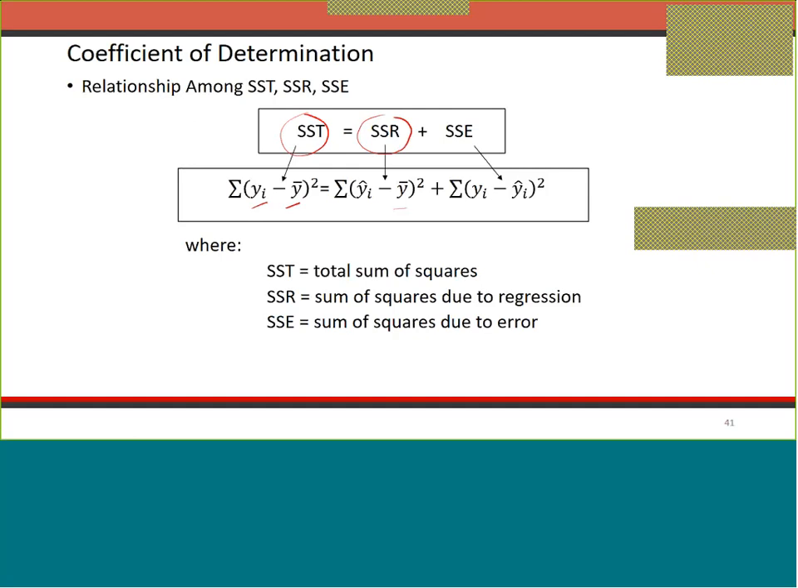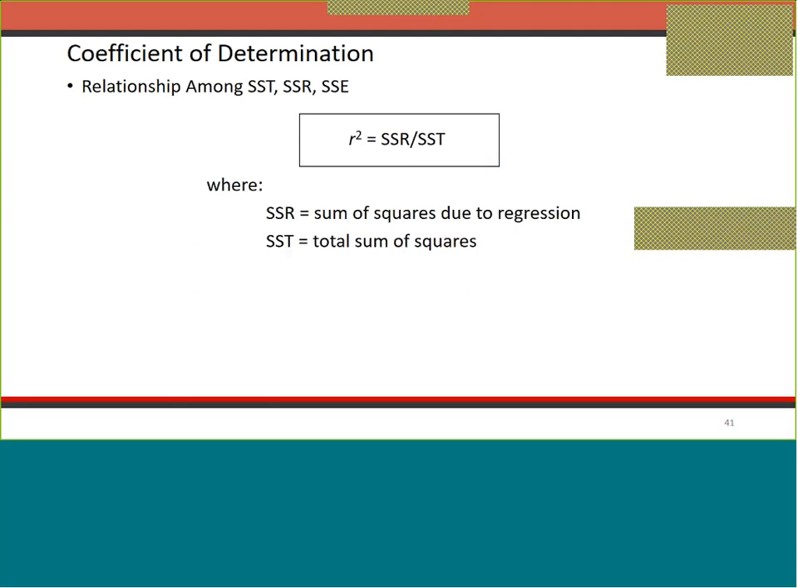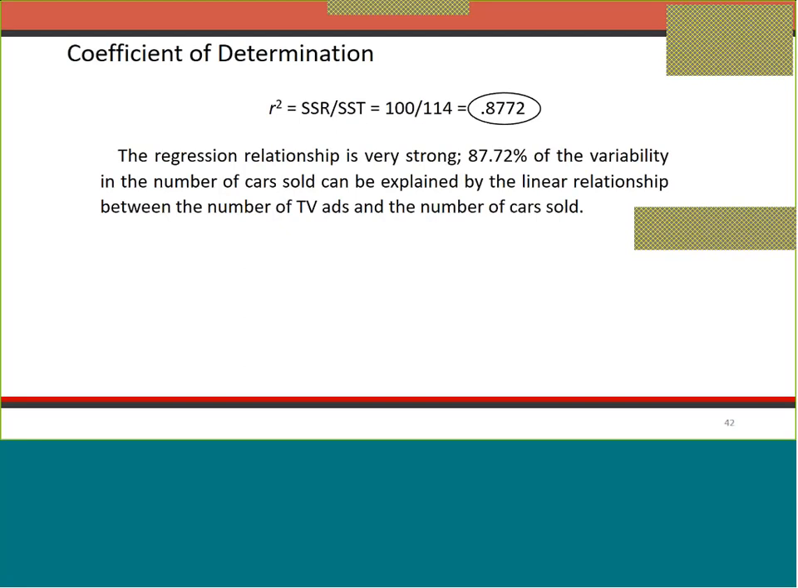Sum of squares of errors means again sum of squares of deviations. But what is the deviation here? Observed value minus estimated value. Then the coefficient of determination is given by sum of squares due to regression divided by sum of squares total. So it is coming out to be 0.8772. Please remember, you can calculate sum of squares due to regression and sum of squares total.